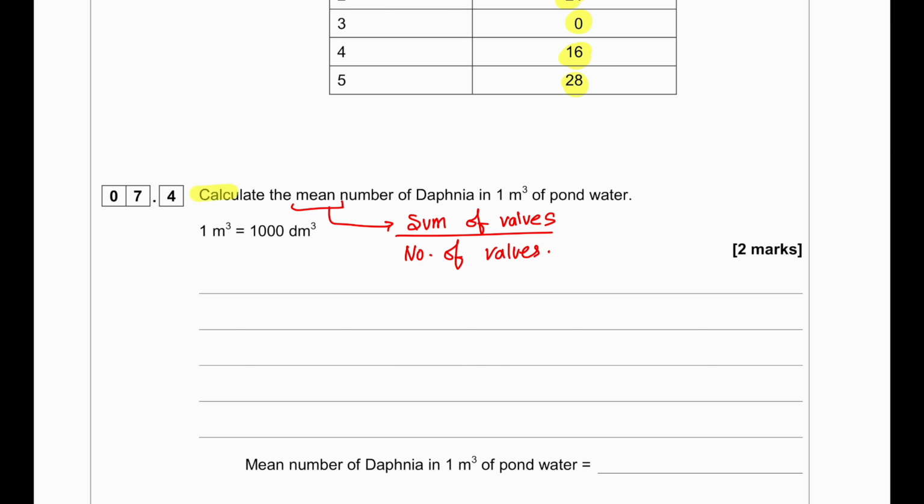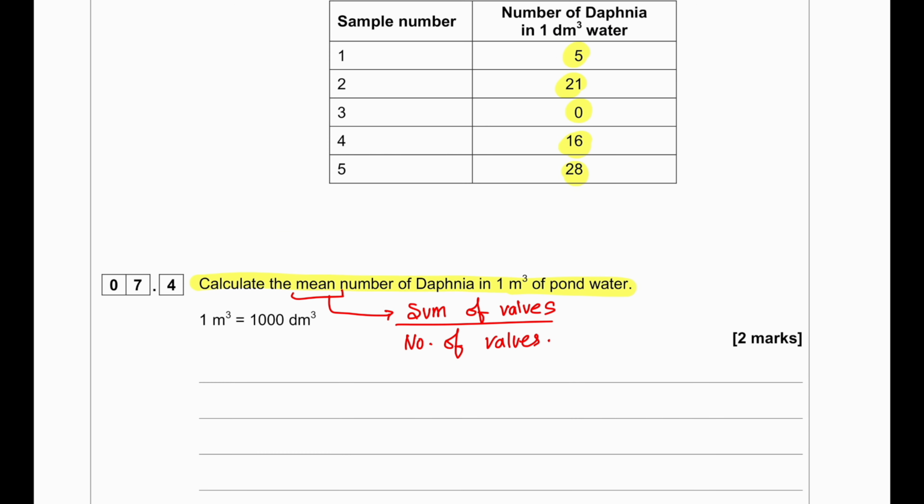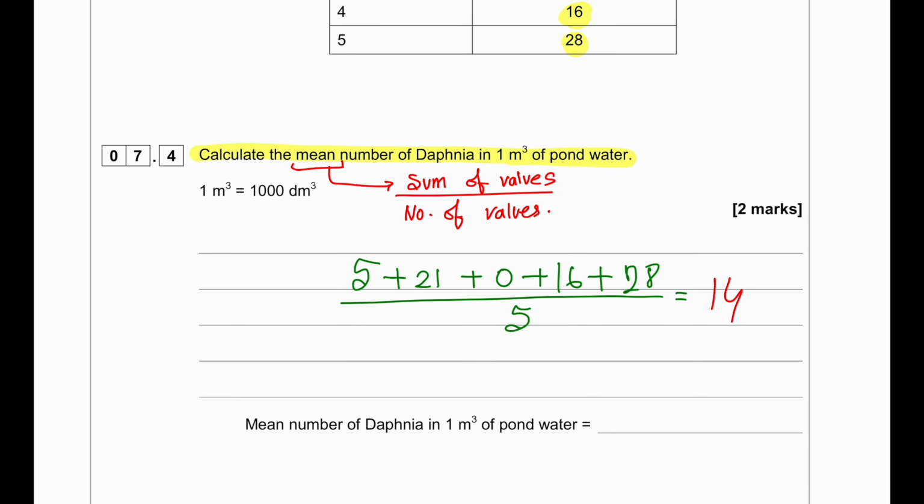The question asks, calculate the mean number of Daphnia in 1 meter cube of pond water. First of all, we need to find out the average for 1 dm cube of water. So it will be 5 plus 21, all of them added together, divided by 5. This gives us an average of 14. Since this is found in 1 dm cube of water, 1 dm cube equals 14, and 1 meter cube contains 1000 dm cube of water. So in 1 meter cube of pond water, it will be 14 times 1000, or 14,000.